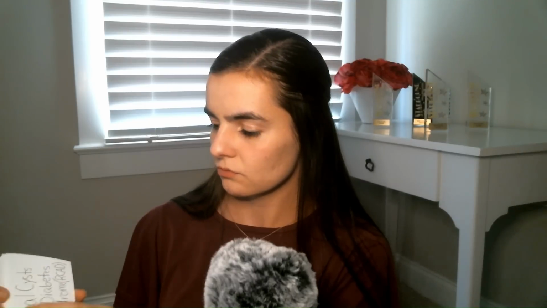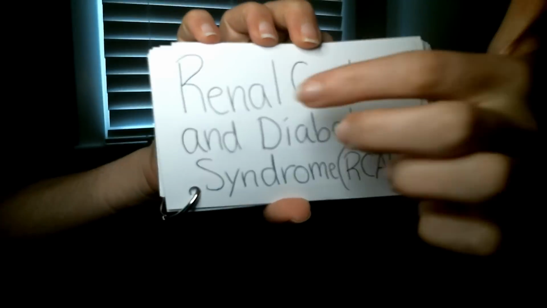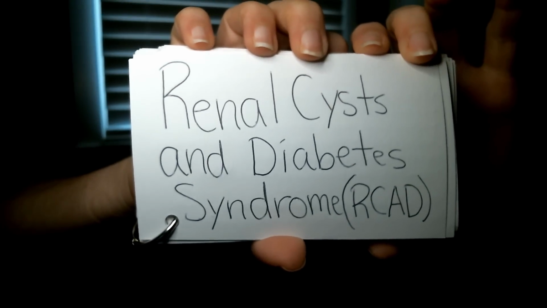The next one we will talk about is called RCAD, which is renal cysts and diabetes. Super creative name for that. And I bet you cannot guess what it causes. Renal cysts, right? Which is kidney cysts, kidney disease.